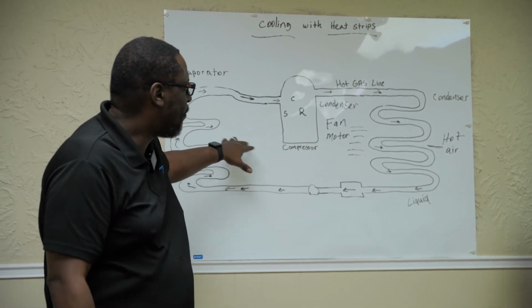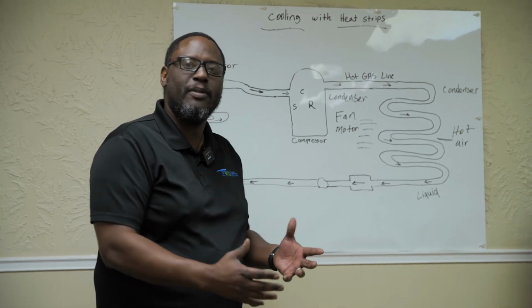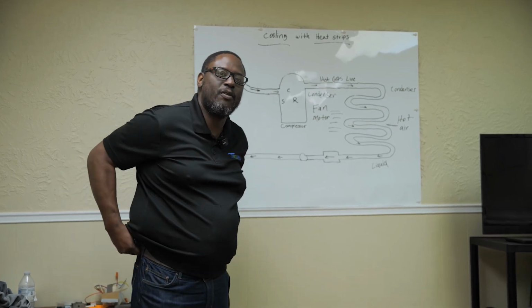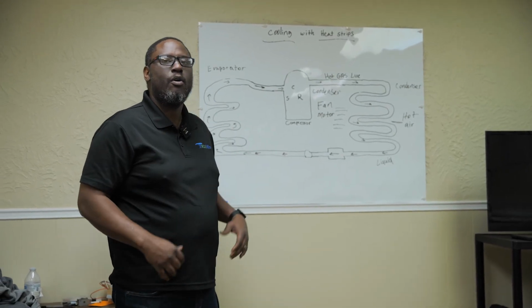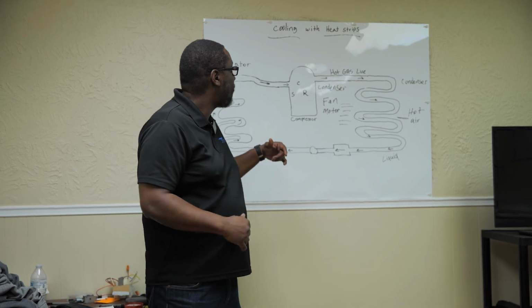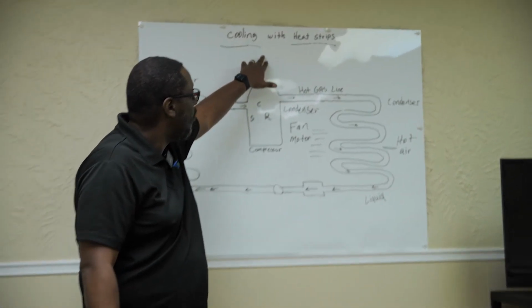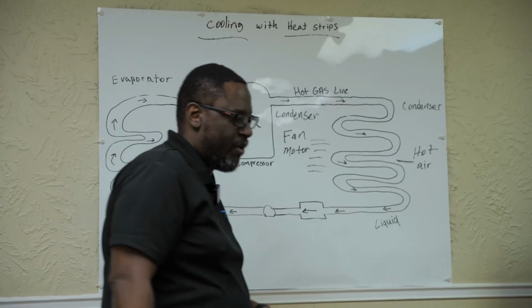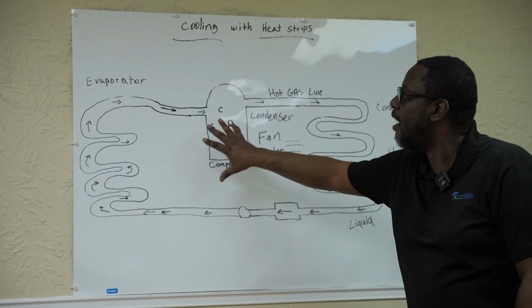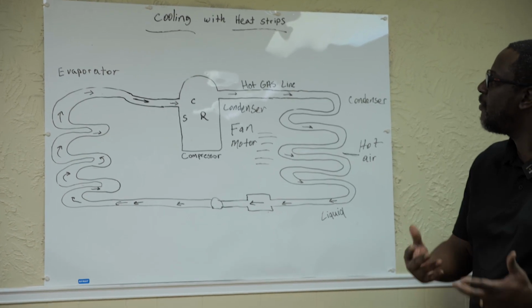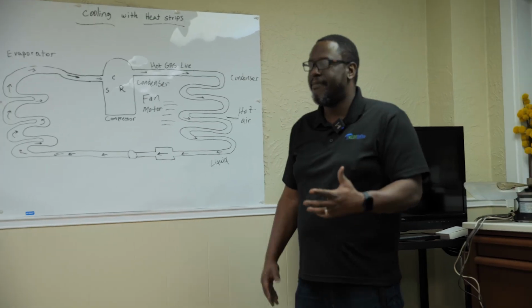So it's pretty simple. We just break it down in baby steps, and we leave this diagram up here for a while so that the students can have a visual of what it looked like. Also, with the unit that we have here, it's a cooling unit with heat strips. So that's what this drawing represents right here, a cooling unit with heat strips. And it's pretty simple, pretty straightforward. Yeah, for the refrigeration cycle.